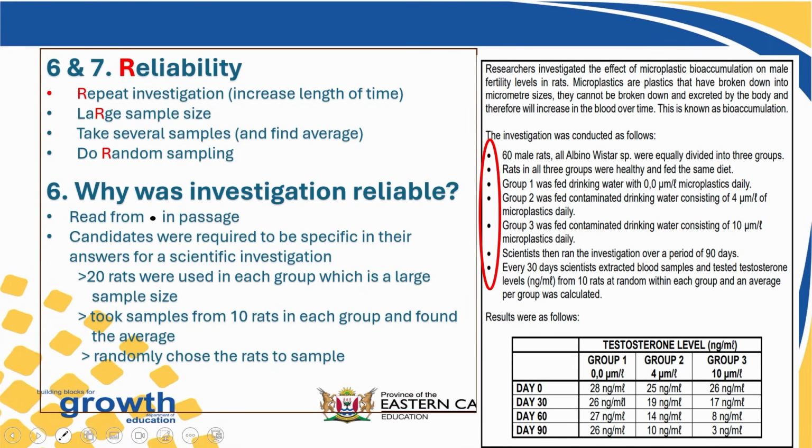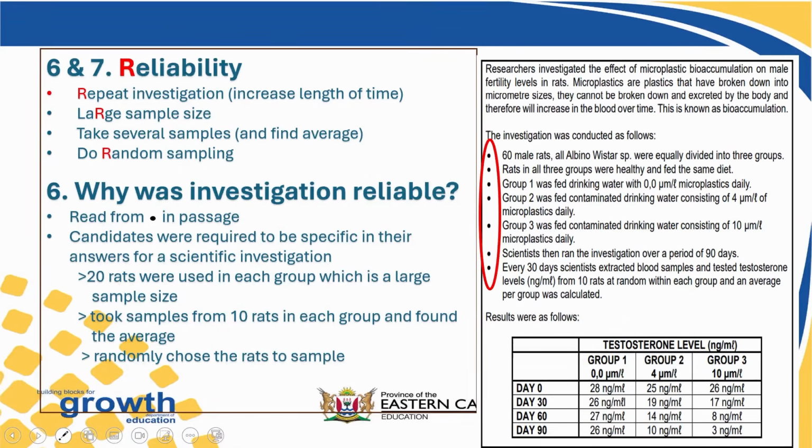Right, so let's have a look at our trial paper from 2024 and let's look at how the investigators made this investigation reliable. Okay, so firstly, remember, if we look back, this investigation was about microplastic bioaccumulation on the male fertility in rats. Okay, and we are going to look here at the procedure, these dots, okay? That's where we're looking in this investigation to see how investigators made this reliable.